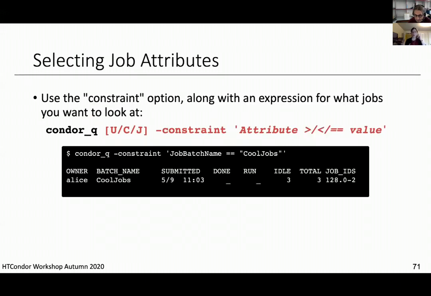You can also use attributes and logical operators to select jobs in the queue. Beyond the standard username, cluster ID, and job ID, you can use the constraint option and then a logical expression in single quotes to select a subset of jobs. This is a way to select only jobs that are running, for example. I think we'll see an example of that later as well.